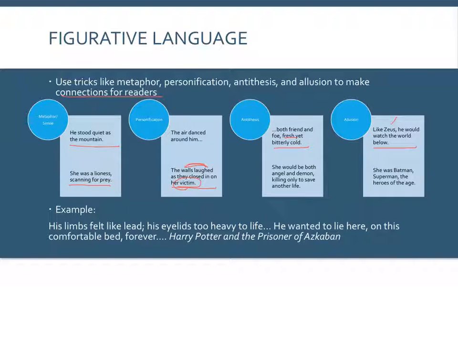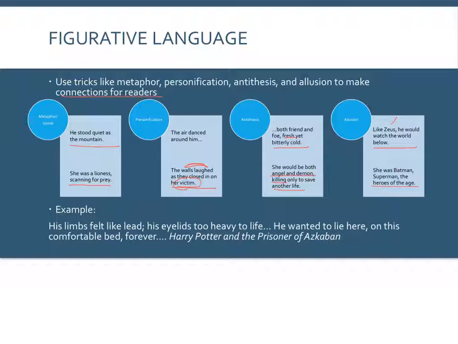"She would be both angel and demon." There's our antithesis, our opposites. "Killing only to save another life." So yes, she is going to commit murder, but she's saving the lives of others. Perhaps the man that she is about to close in on, or the woman she's about to close in on, is also a murderer, a bigger danger. "She was Batman, Superman, the heroes of the age." So we have an allusion to heroes who have to make hard choices about who gets to live and who gets to die, comparing back to our she, the lioness.